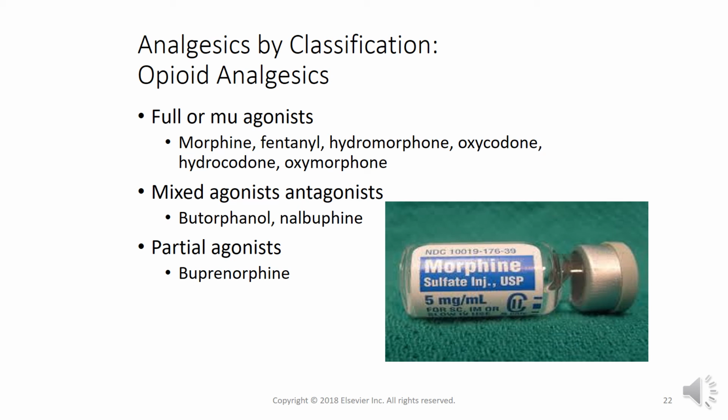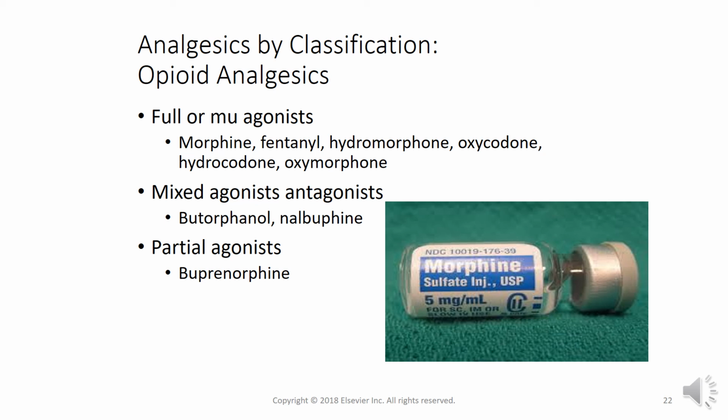So mu agonists, they work by blocking the neurotransmitter substance P, which prevents the opening of calcium channels and thus the transmission of pain. So it blocks that pain from going from wherever you're hurting to the brain. There is no ceiling in mu agonists, which means increased dose equals increased pain relief. All right? That makes them really good for a first-line opioid treatment of nociceptive pain that is moderate to severe.